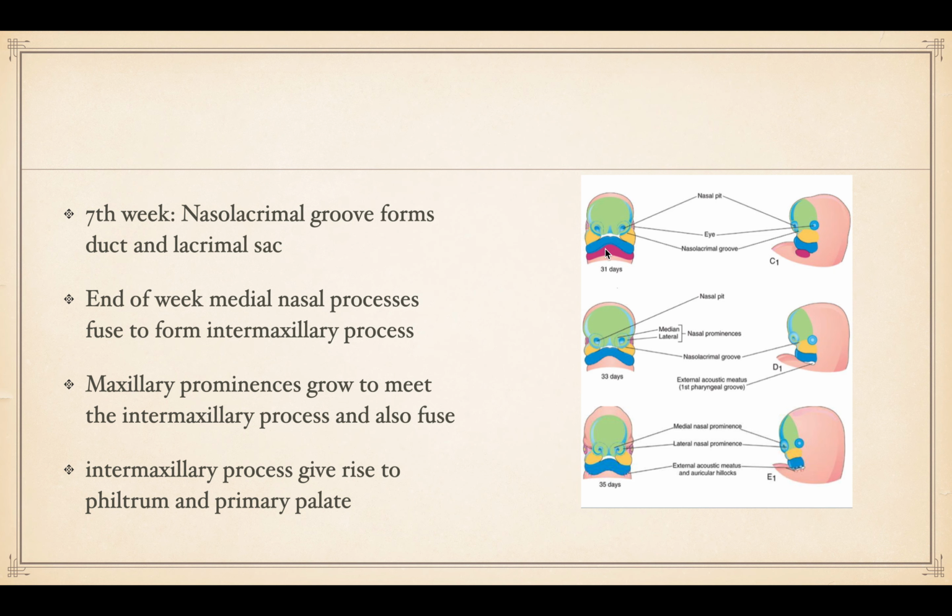And then the maxillary prominences will meet, and they fuse with the intermaxillary process. And then the intermaxillary process will give rise to the philtrum in the front of the face and the primary palate. So you can see here's the medial nasal prominence, and then this is the lateral. So these are the nostrils. And then here is the ear down here.